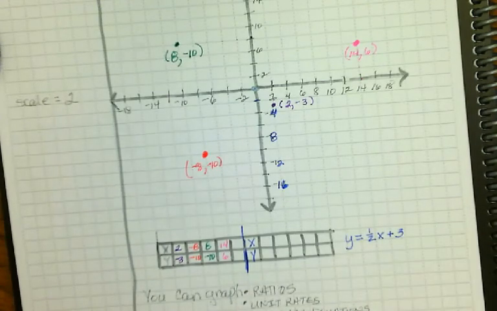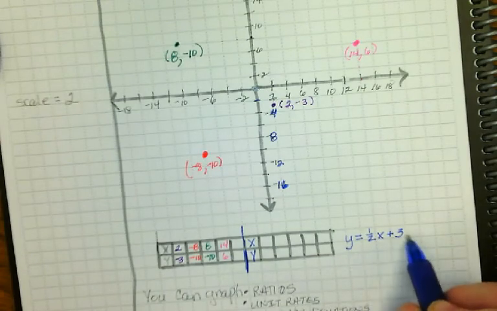Oh, I'm running out of time. I'm going to have to go outside soon. Okay, so 1/2 X plus 3.